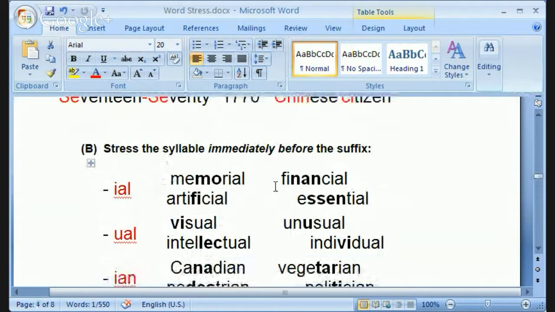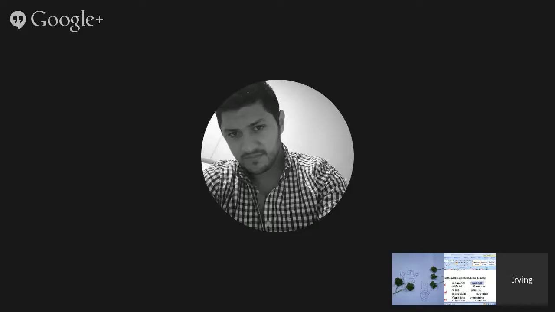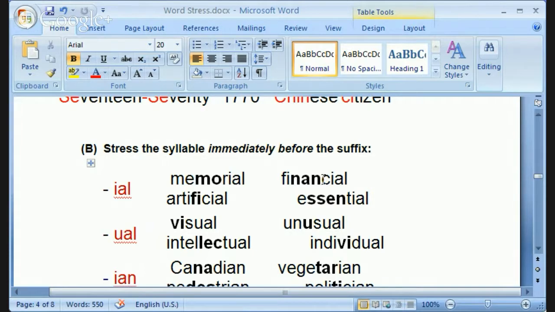So finance, for example, becomes finances, financial. This C, by the way, is an SH sound. Financial and artificial, it makes an SH sound. When you see this IAL, even essential doesn't sound like a T at all. It actually sounds like SH, like ship and sheep. Essential.